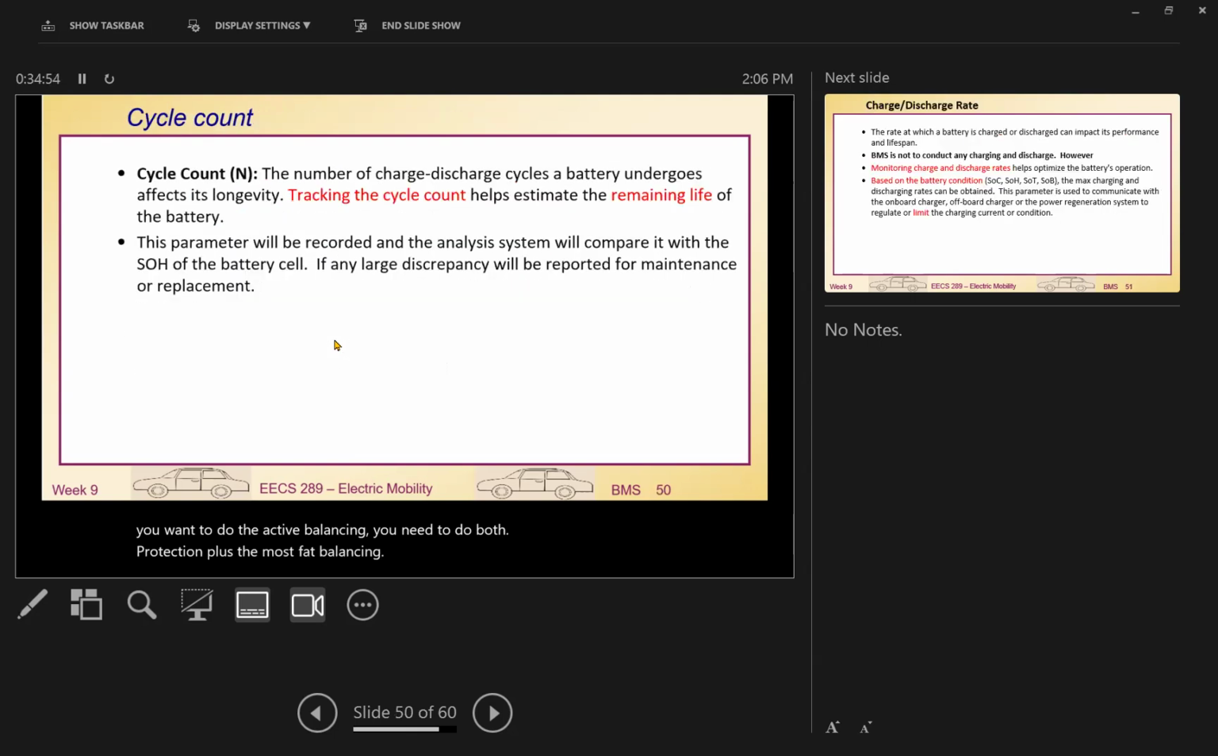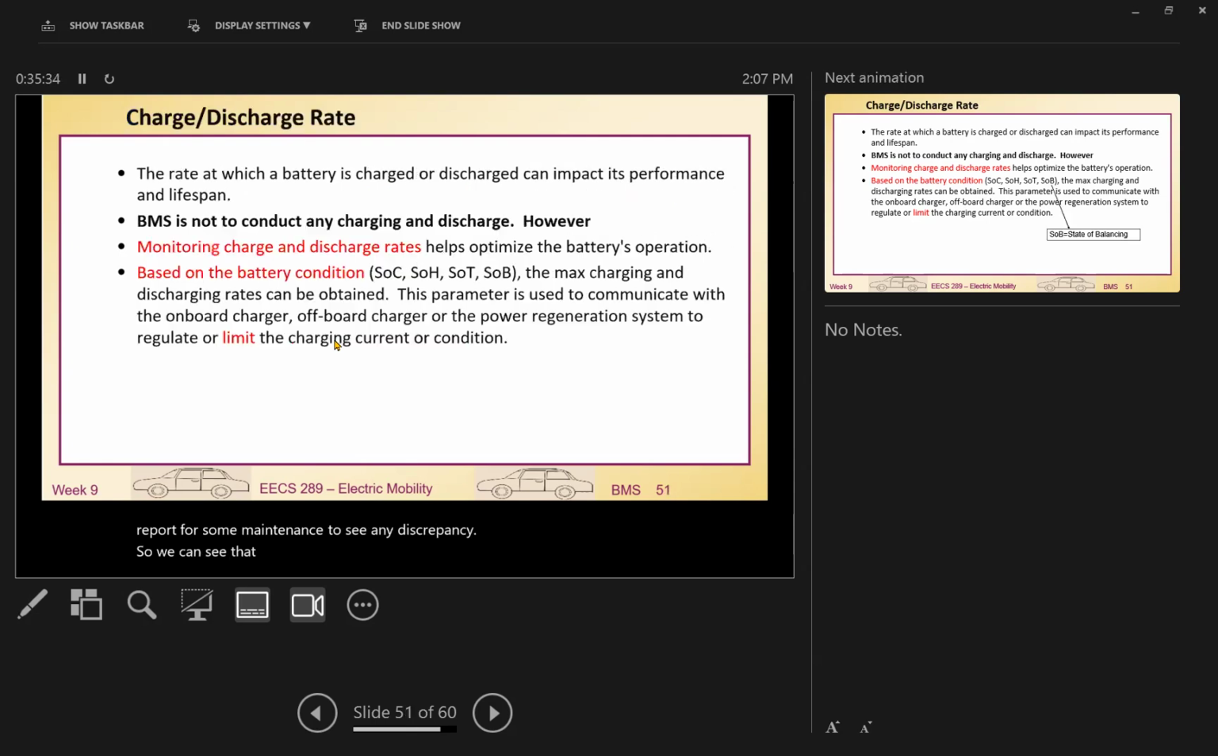The BMS also does the cycle count, to see how many cycles the battery has gone through, because as you know the battery lifespan is calculated by the number of cycles. So it will estimate the remaining life. This lifetime we usually double check with SOH, because SOH is another way to calculate lifetime, to see if they agree. If they agree, it's okay. If they do not agree, we need to do some other estimation, maybe report for some maintenance to check any discrepancy. So you can see that BMS has a lot of functions.